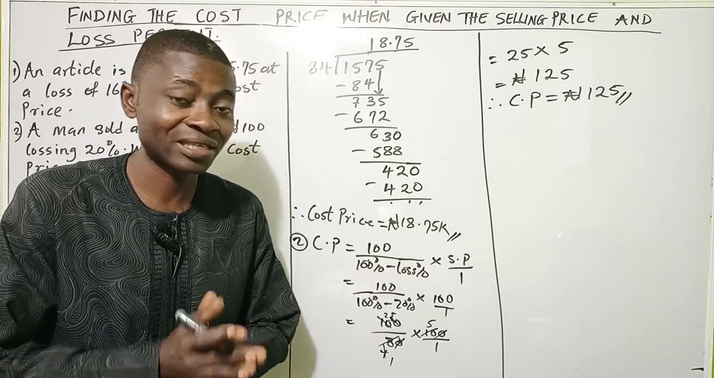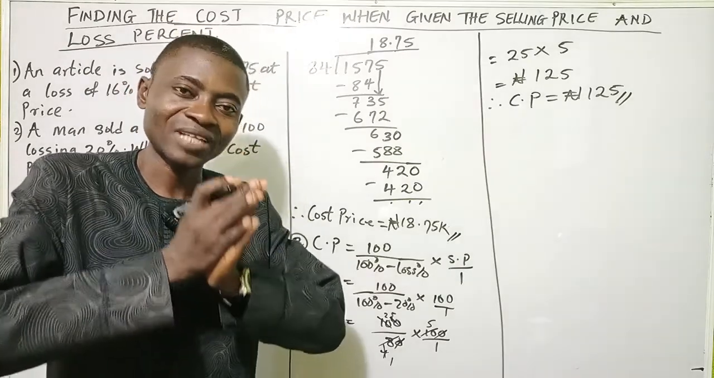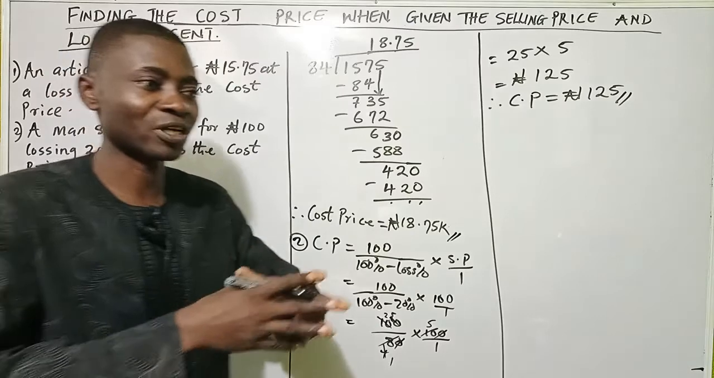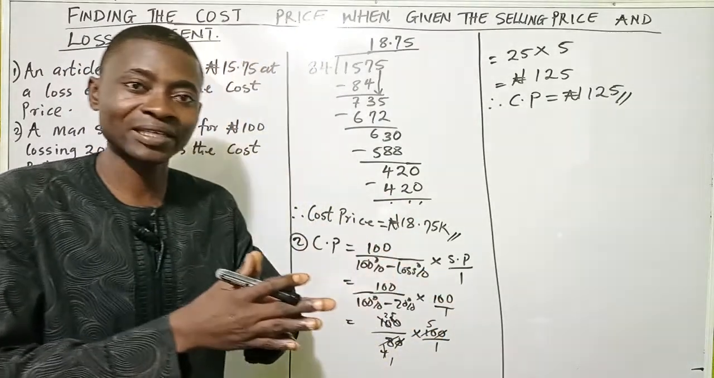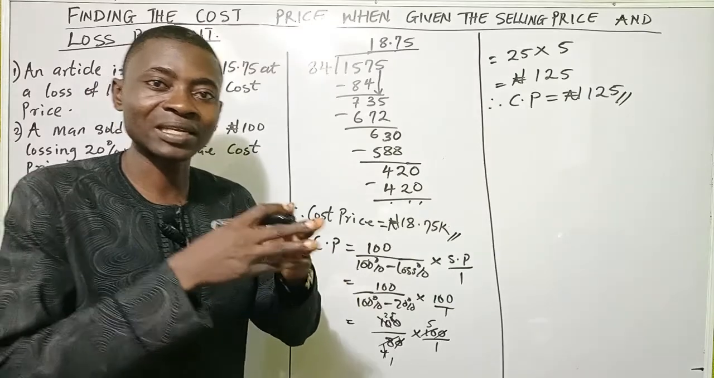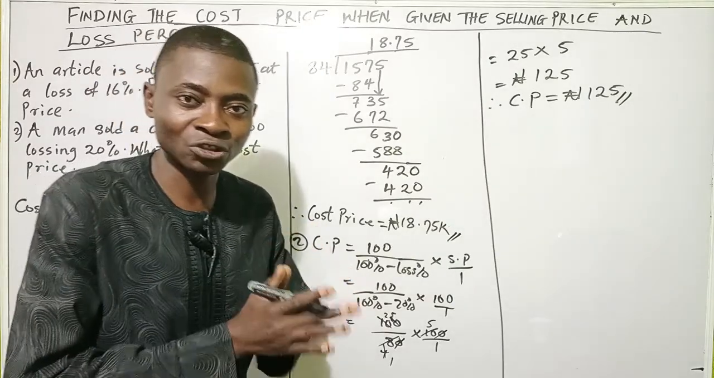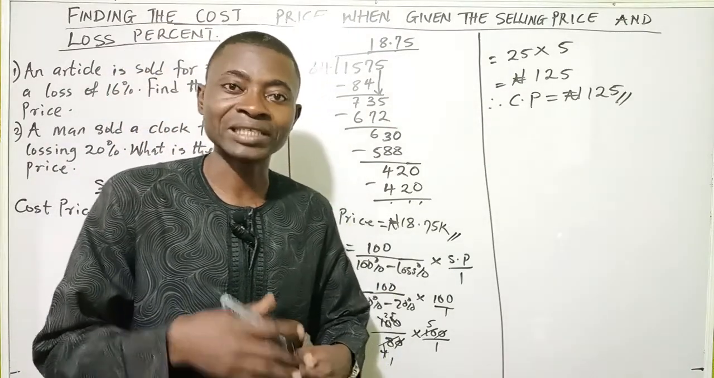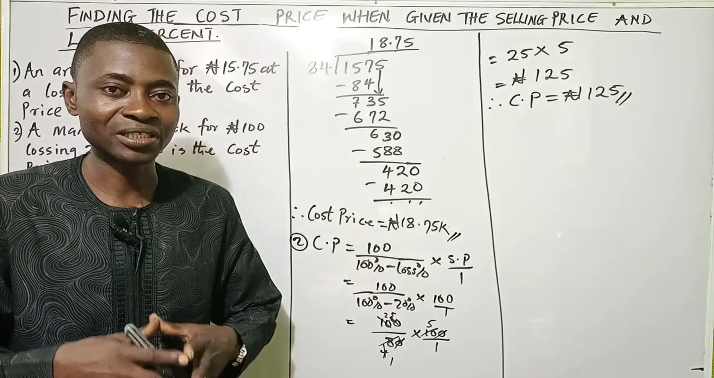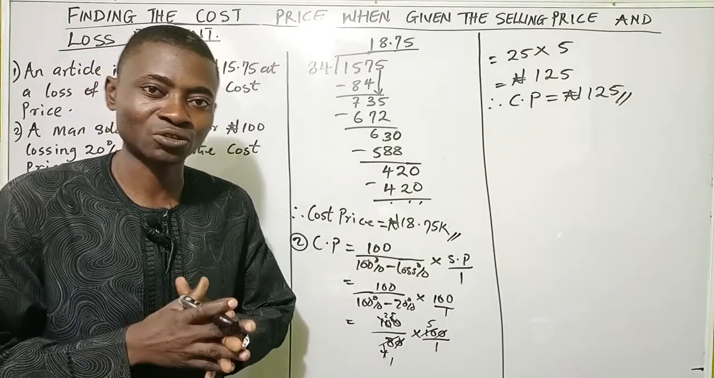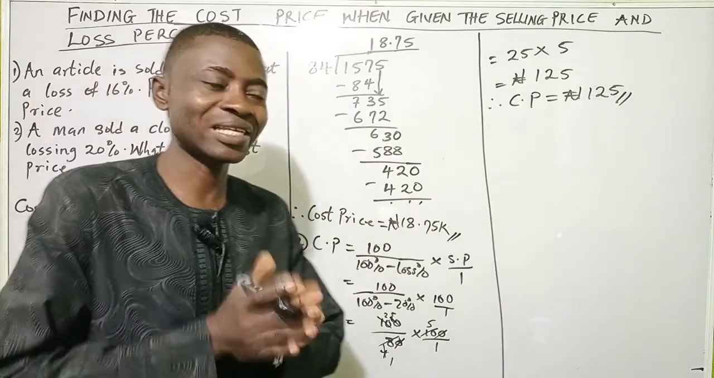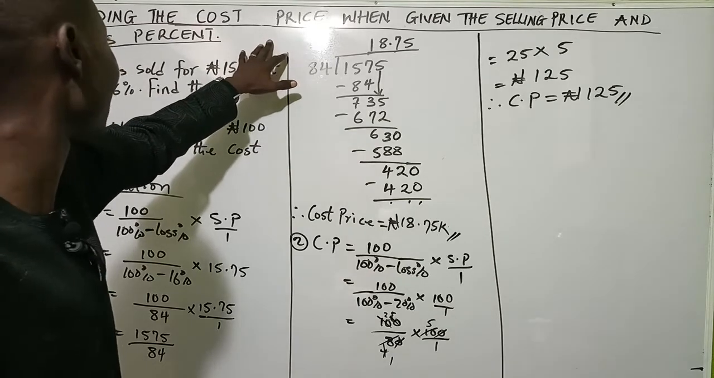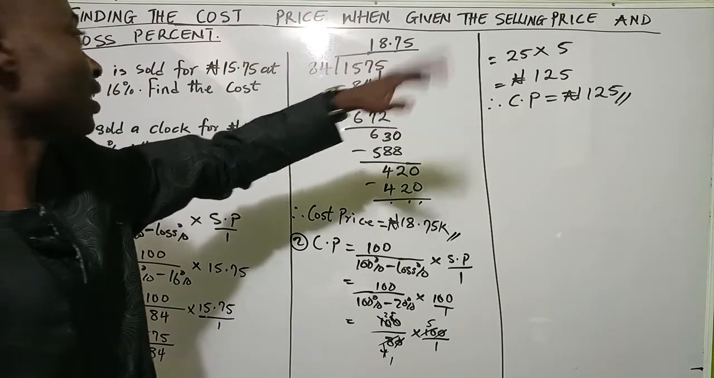So the assignment for you here is study. Ask yourself, explain to someone the difference between the formula we use in calculating the cost price when selling price and the loss percent, or when selling price and the gain percent is given to you, and that of the selling price when the cost price and the loss percent or the gain percent is also given to you. Please try to differentiate them, try to know when to use them. Once you're able to do this, it becomes so easy for you to answer questions under this subtopic, under percentage, that talks about finding the cost price when given a selling price and the loss percent.